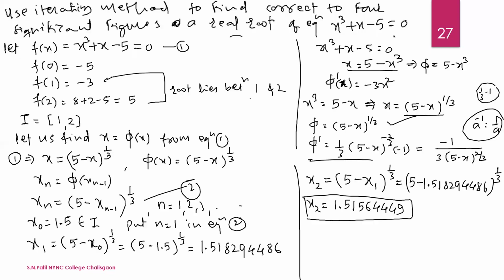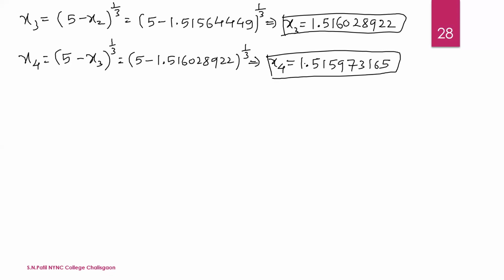Now the question is, use iteration method to find the root correct to 4 significant figures. 4 significant figures, that is 1, 2, 3, 4. Okay, and here this is the 9, so we round up here. That is the required answer: x4 is equal to 1.516.